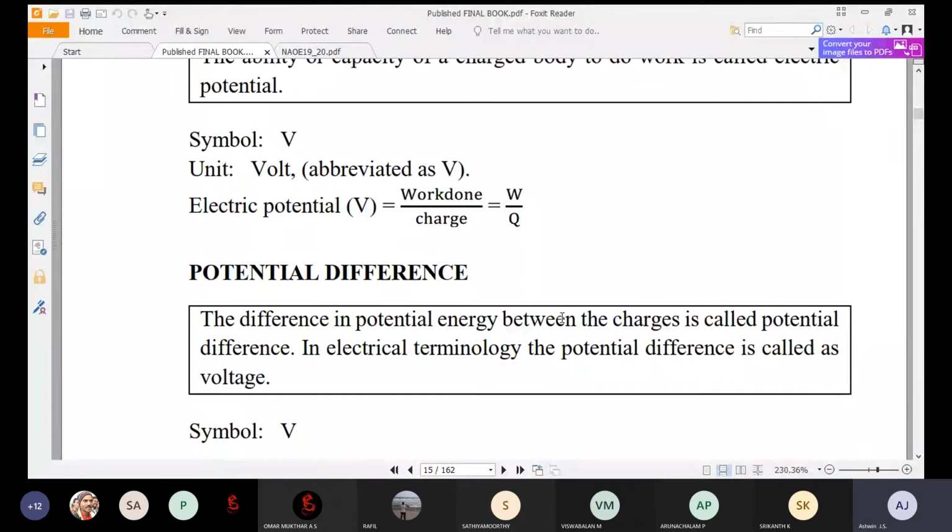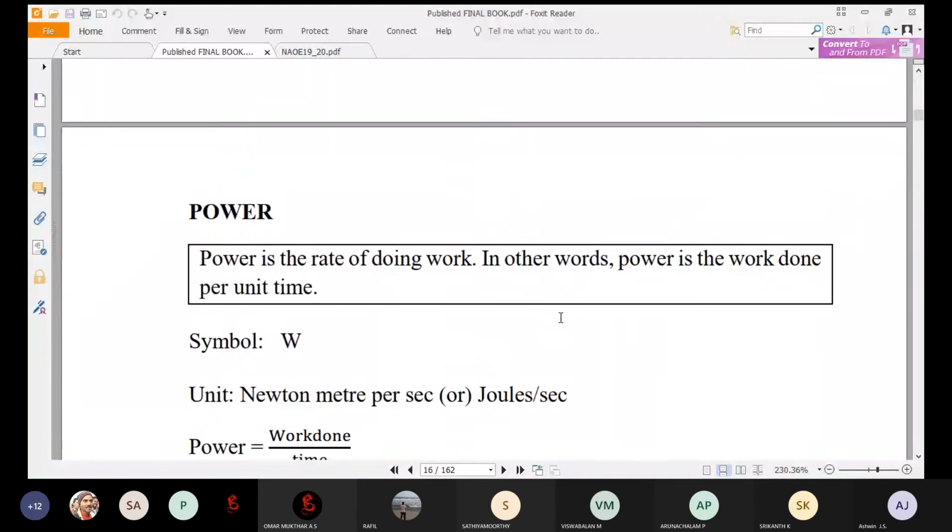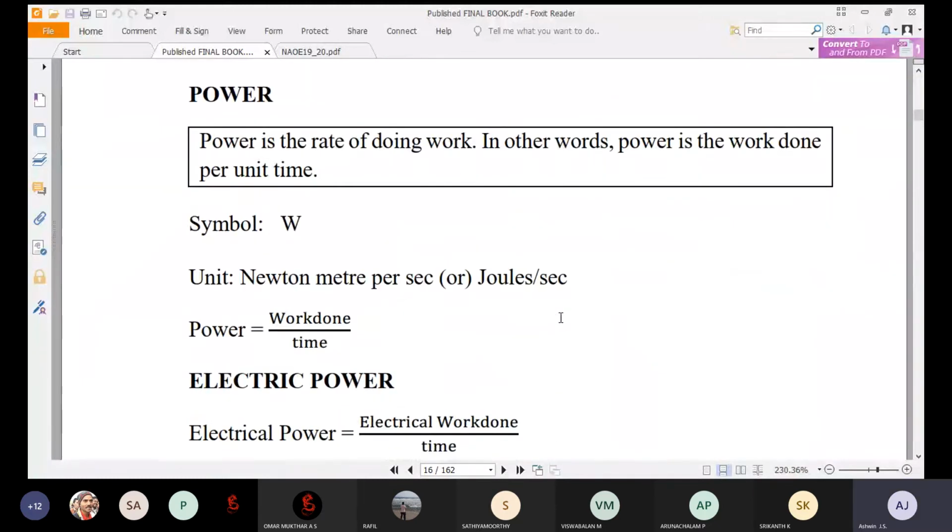And coming to power, it is nothing but the product of voltage and current. Otherwise, the work done per unit time, how much work is used to push 1 coulomb of charge. In the last class we saw the definition of power. Otherwise, you can give a simple definition: power is the rate of doing work. These are the simple definitions used for different parameters.